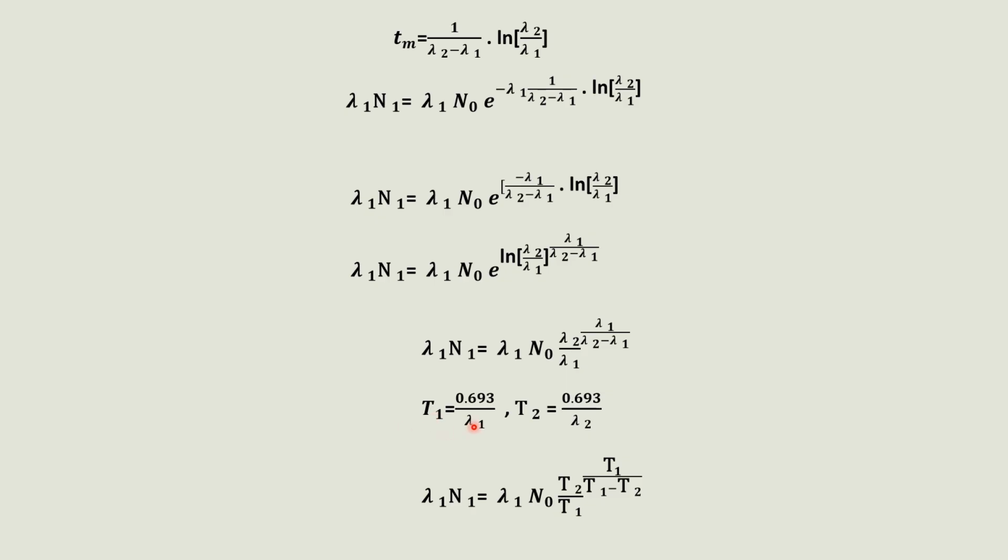Okay, so t1 equals 0.693 by lambda 1 and t2 equals 0.693 by lambda 2. So the equation will be lambda 1 n1 equals lambda 1 n naught (t2 by t1) to the power t1 by (t1 minus t2). This equation shows the ideal equilibrium.